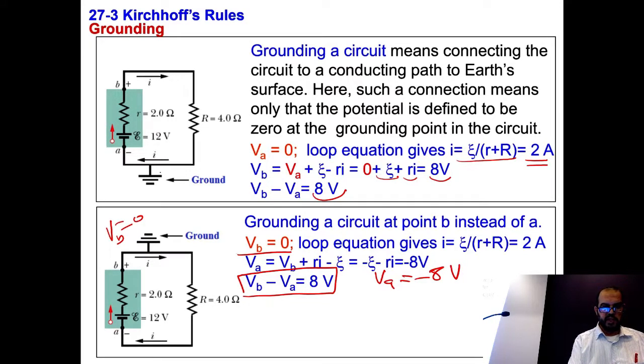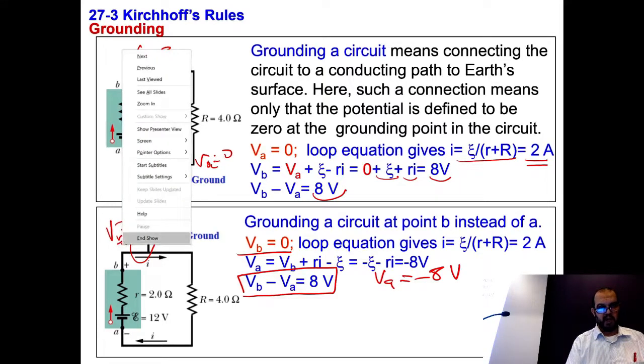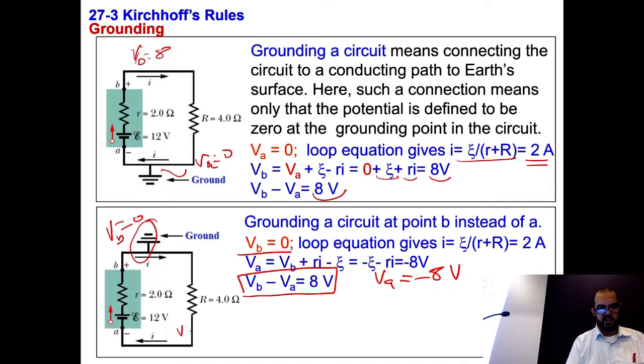So notice here VA was 0 and VB was 8 because of the grounding. And now, because we move the ground here, VB now is equal to 0 because it's grounded. That's where we have the connection to ground. And VA now is minus 8.